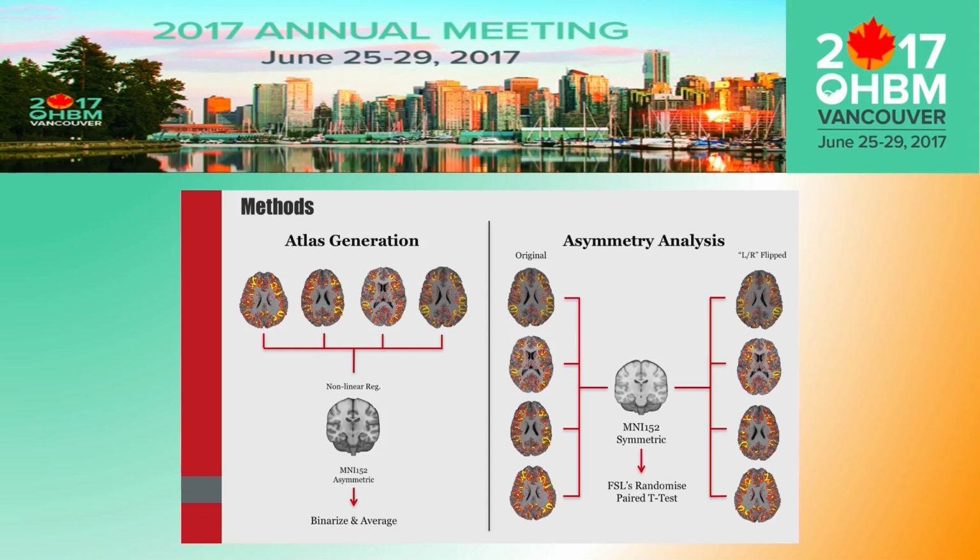For the asymmetry analysis, using these density maps as well, we created a copy for each of the subjects and flipped it left-right in order to compare the right hemisphere with the left hemisphere and vice versa. So we have two datasets that were non-linearly registered to a symmetric template, because we wanted to avoid biases due to gyrification. We compared them using FSL's randomise, which uses non-parametric permutation testing, and a paired t-test.